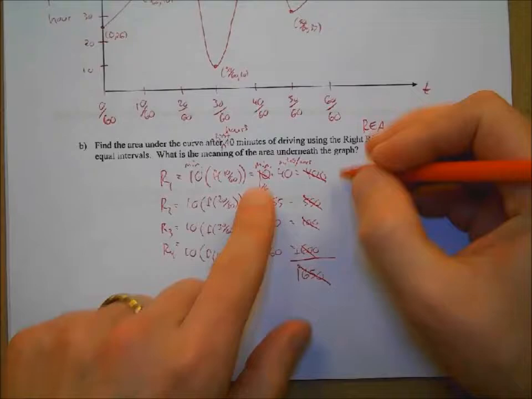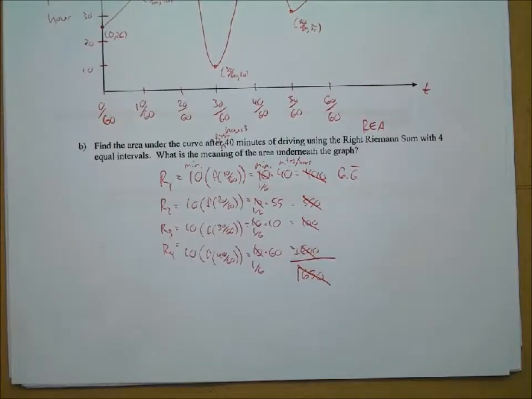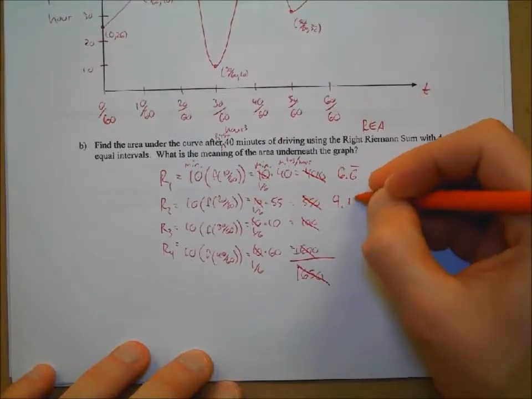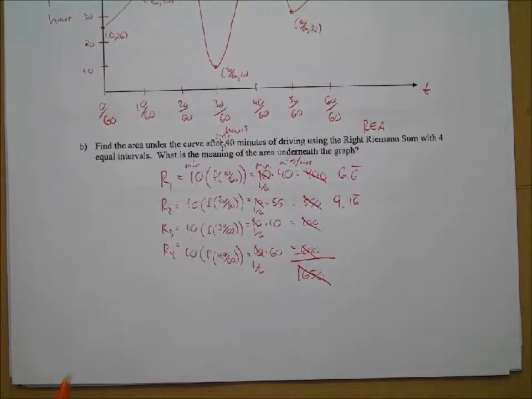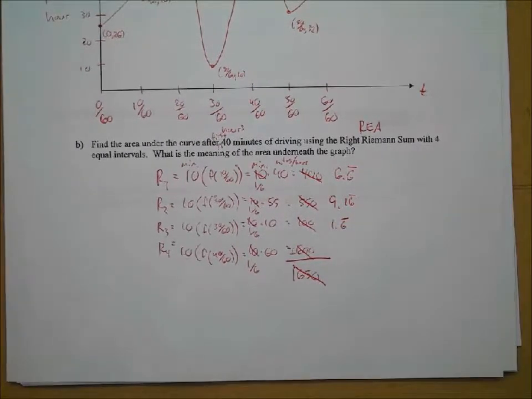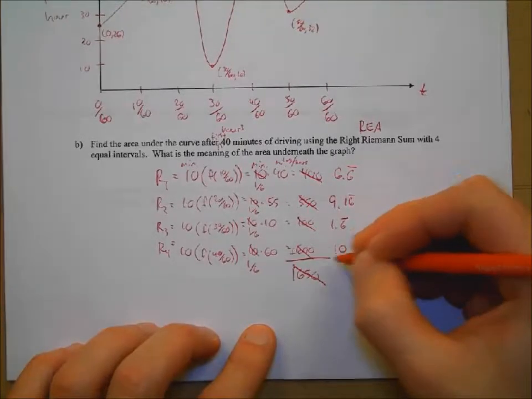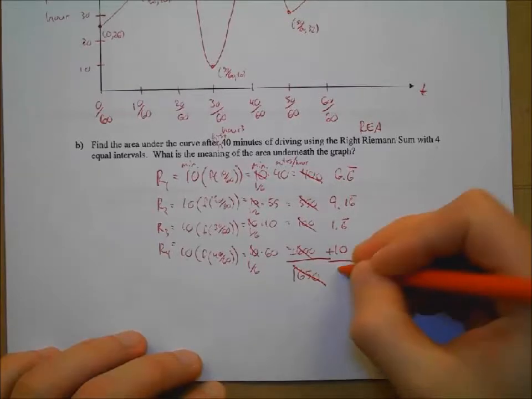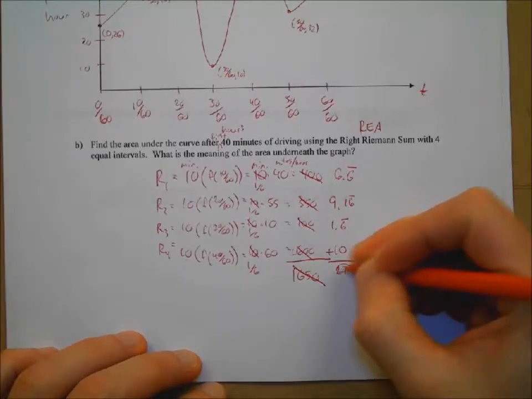So we'll get 6.6 repeating there, and 9.16 repeating there, and 1.6 repeating here. And then 1/6 times 60, that's an easy one, 10. Okay, 10.0 repeating, sure, yeah. So we get 27.5 when we add those all up.